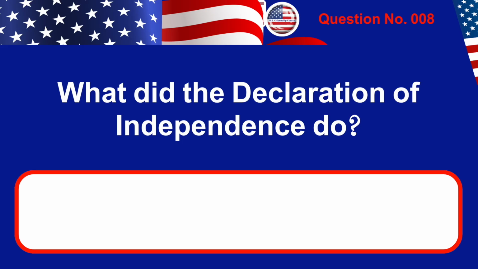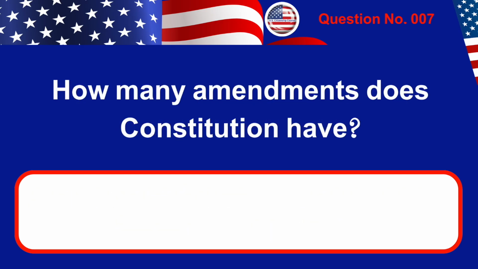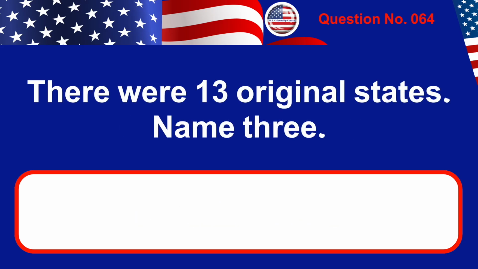What did the Declaration of Independence do? Announced our independence from Great Britain. How many amendments does the Constitution have? 27. There were 13 original states. Name 3.